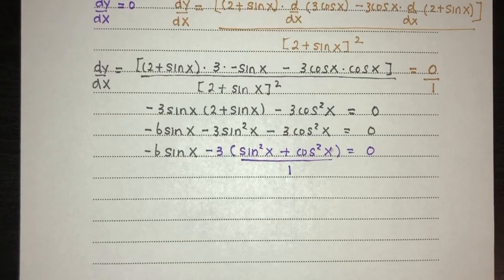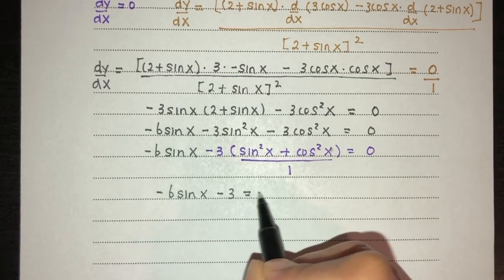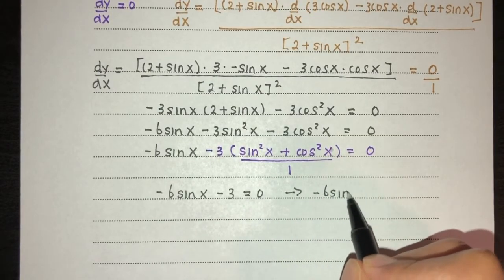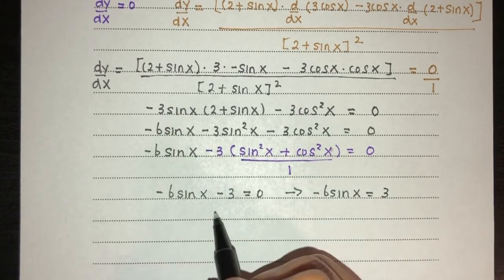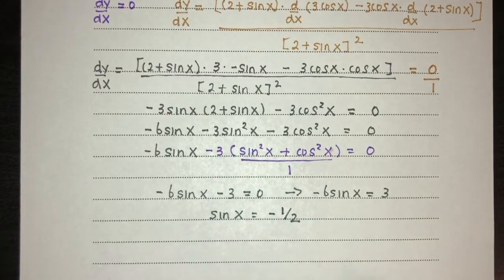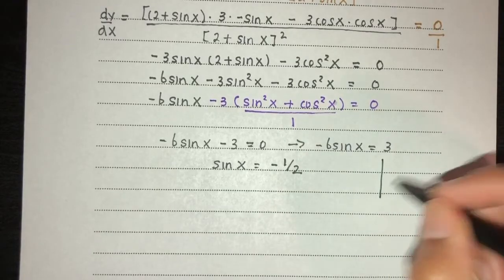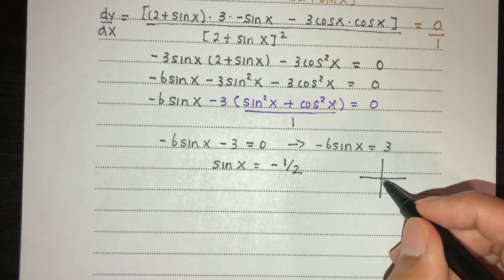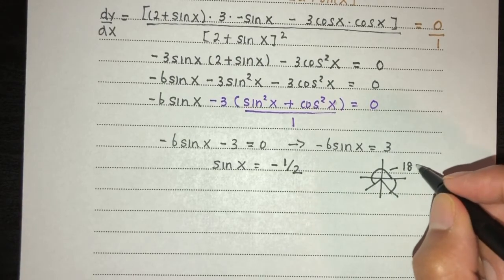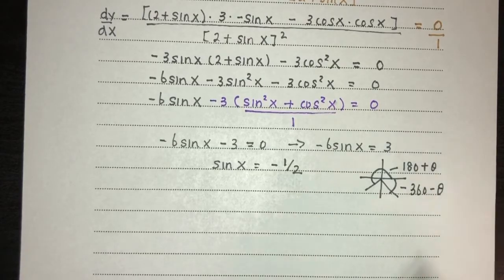Okay, so you will have minus 6 sine x minus 3 equal to 0, and from this you will have minus 6 sine x is equal to 3. So sine x is equal to minus 1 over 2. So as you can see, sine is negative half. So when sine is negative, it has to be in your third quadrant or in your fourth quadrant. This is 180 plus theta, and this is 360 minus theta.